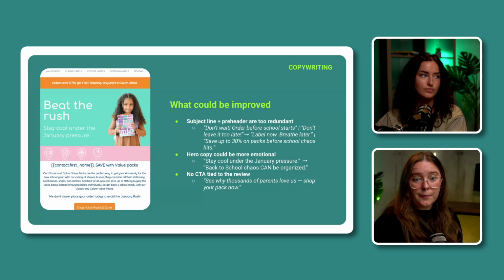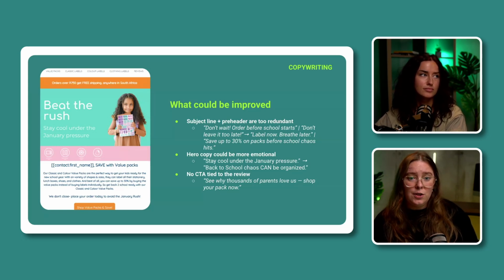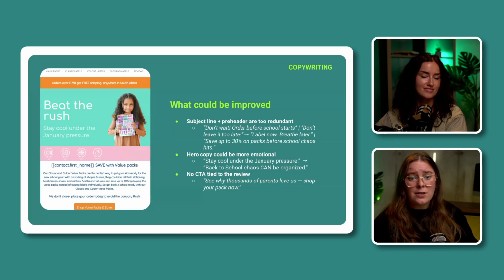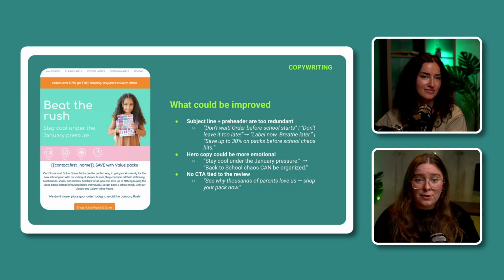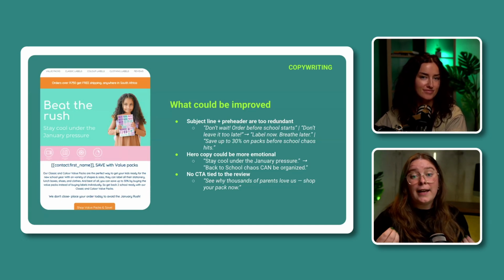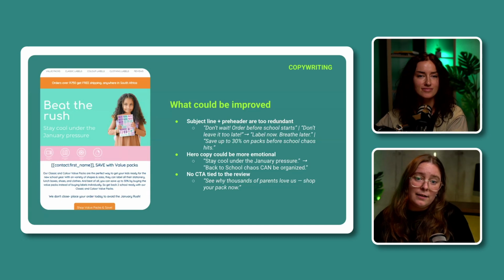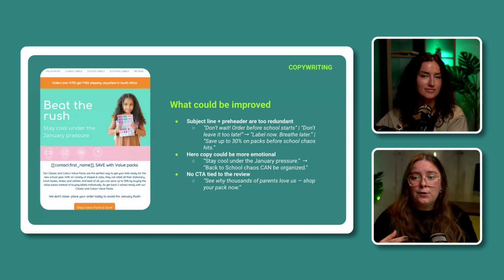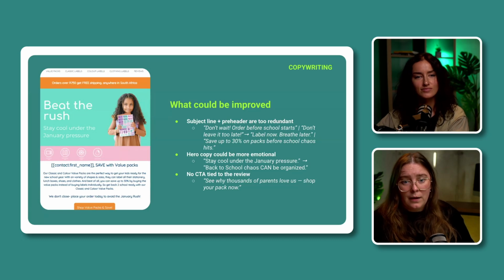So these sharpen the emotional benefit, which is peace of mind, and give specificity, showing the actual deal. Hero copy, it could be more emotional. "Stay cool under the January pressure." It's a little too chill. That phrase has potential, but it lacks the friction that drives action. So a smarter alternative could be "Back to school chaos can be organized." And this line acknowledges the hidden pain of school prep, creating stronger connection.